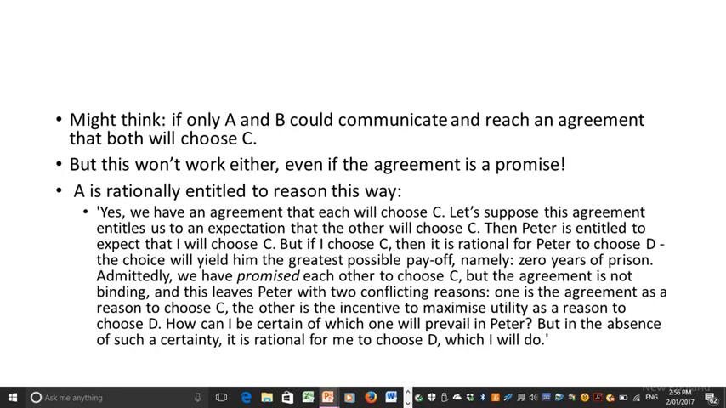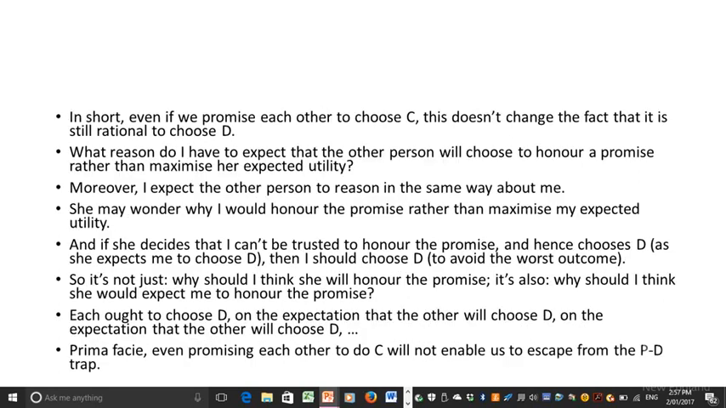Well, then Peter is entitled to expect that I will choose C. But if I choose C, then it's rational for Peter to choose D, to defect. The choice will yield him the greatest possible payoff, namely 0 years in prison. So even if there's an expectation that we're going to choose C, and so Peter expects me to choose C, I should expect him to choose D, because the rational thing for him to do when I choose C is to choose D. That'll yield him the greatest possible payoff.